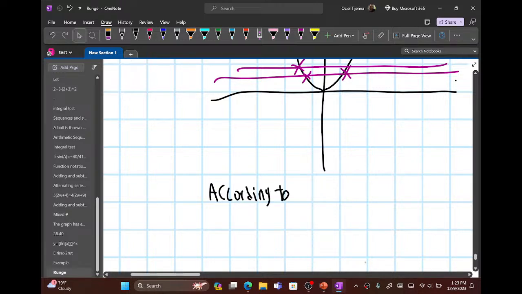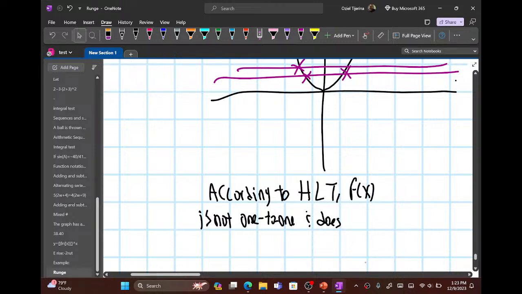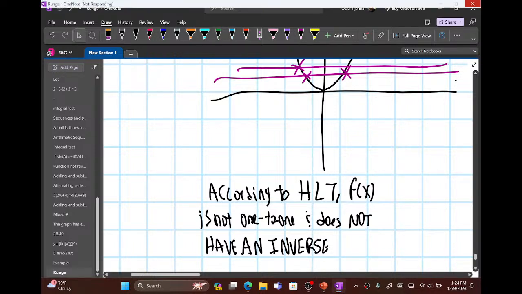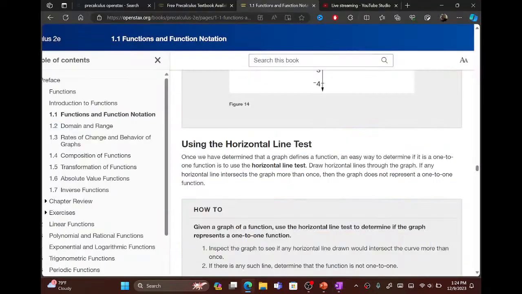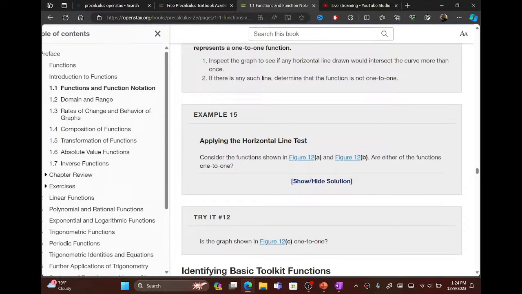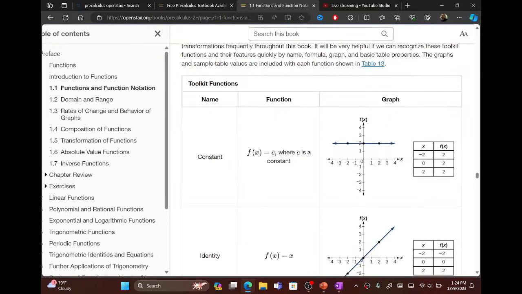According to HLT, horizontal line test, f of x is not one-to-one and does not have an inverse, according to just this. Okay, guys? Later, I am going to show y'all that it does, but it's going to have a restricted domain. But according to the actual definition of inverse functions by horizontal line test, it does not have an inverse.